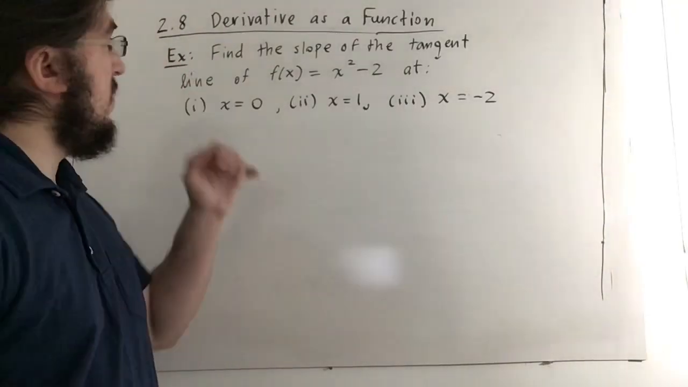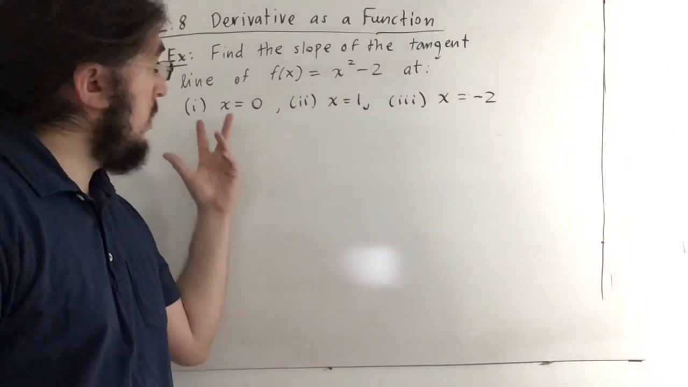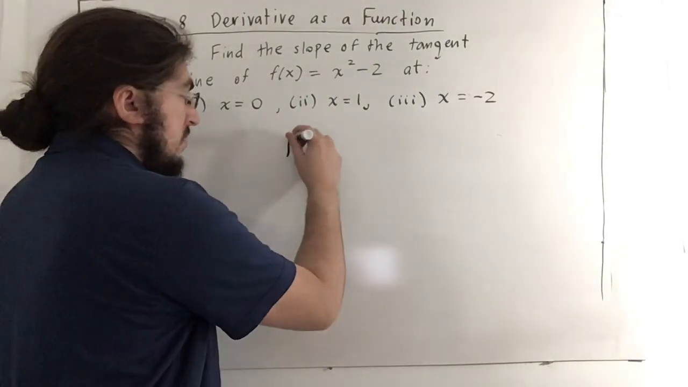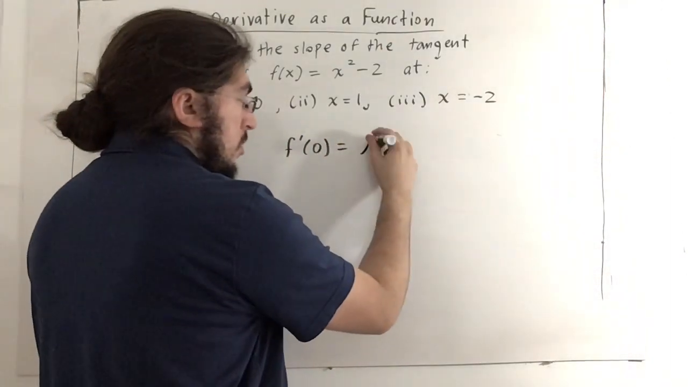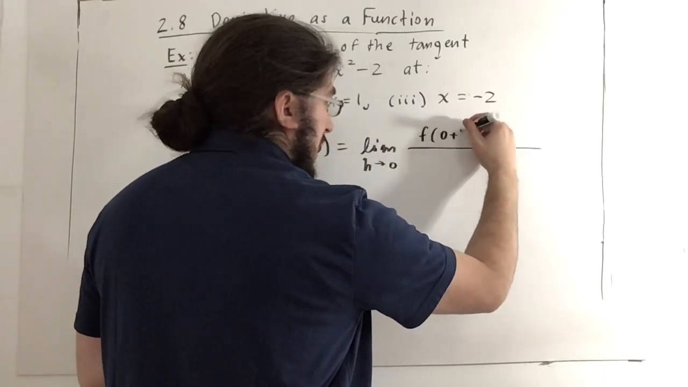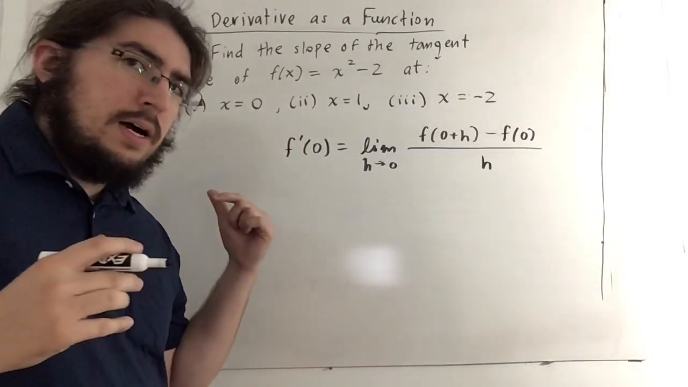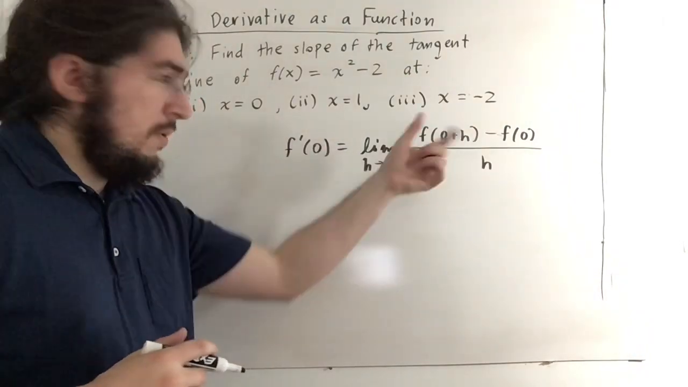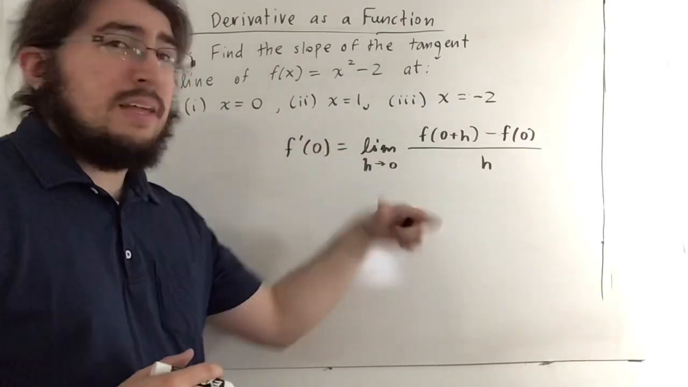I asked to find the slope of the tangent line of the function f of x equals x squared minus 2 for these given x values. So x equals 0, x equals 1, x equals negative 2. Now normally from previous sections what we've been told to do is to find f prime of a particular value. We would just plug it in. So f prime of 0 would be the limit as h goes to 0 of f of 0 plus h minus f of 0 all over h. But then what? When we have this, we would simplify, find the limit, then we'd have the value for x equals 0. Then we do the same thing for 1, then for negative 2.